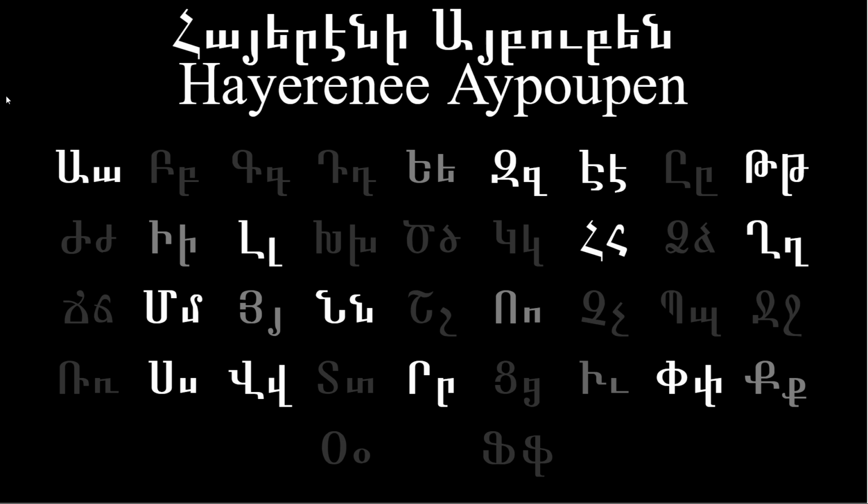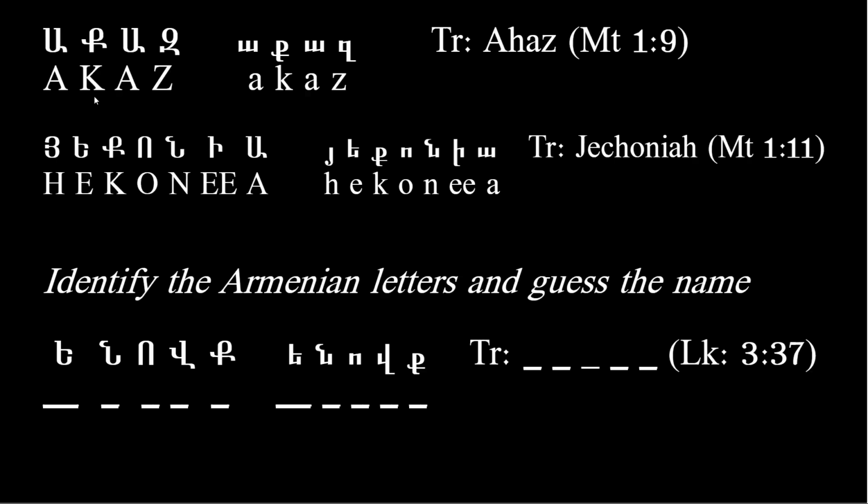So here are the letters that we have so far. Notice how the letter K, here in the bottom right corner, is a little bit shaded, and that's because we haven't actively used it. So let us solidify it in the next exercise. So here we have the name Akaz, which translates to Ahaz, from Matthew 1, verse 9.